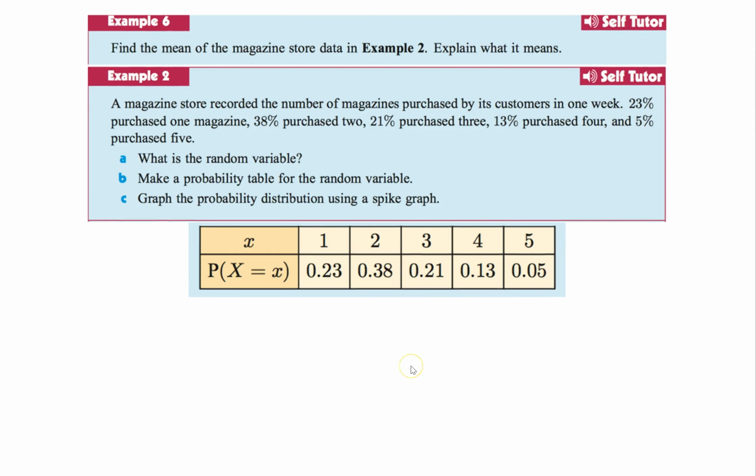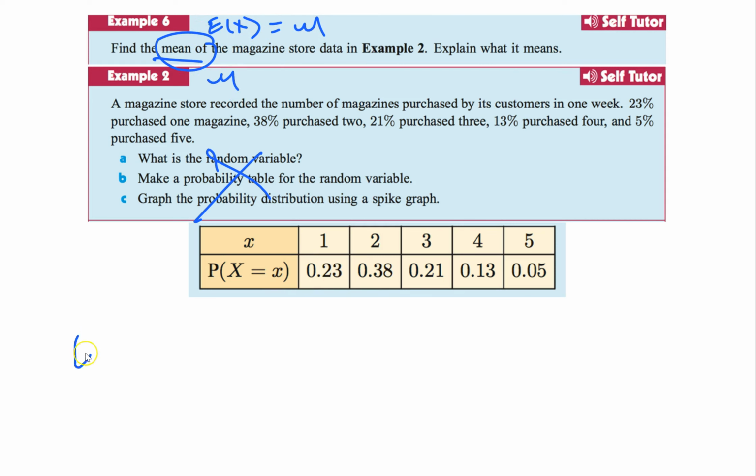So example 6, find the mean of the magazine store in data 2 of example 2, and explain what it means. So we actually did this example earlier. It's with the magazine stuff. Ignore all this right now. Right, where one magazine was a 23% chance, 2 was that. So here's the table. Now, since I have a table, if I want to find the expected value, or the mean, which is also expected value, remember this is equal to this, and that stands for mean.